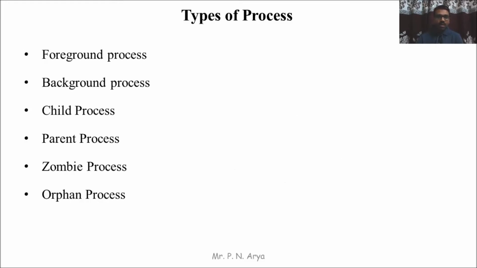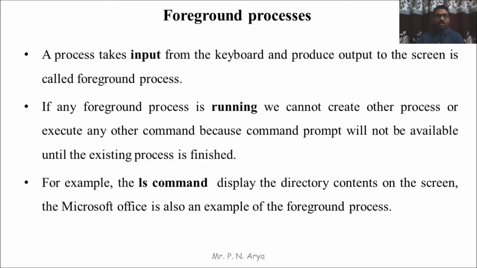Types of process: foreground process, background process, child process, parent process, zombie process, and orphan process. First is the foreground process. A process that takes input from the keyboard and produces output to the screen is called a foreground process. If any foreground process is running, we cannot create another process or execute any other commands, because the command prompt will not be available until the existing process is finished.